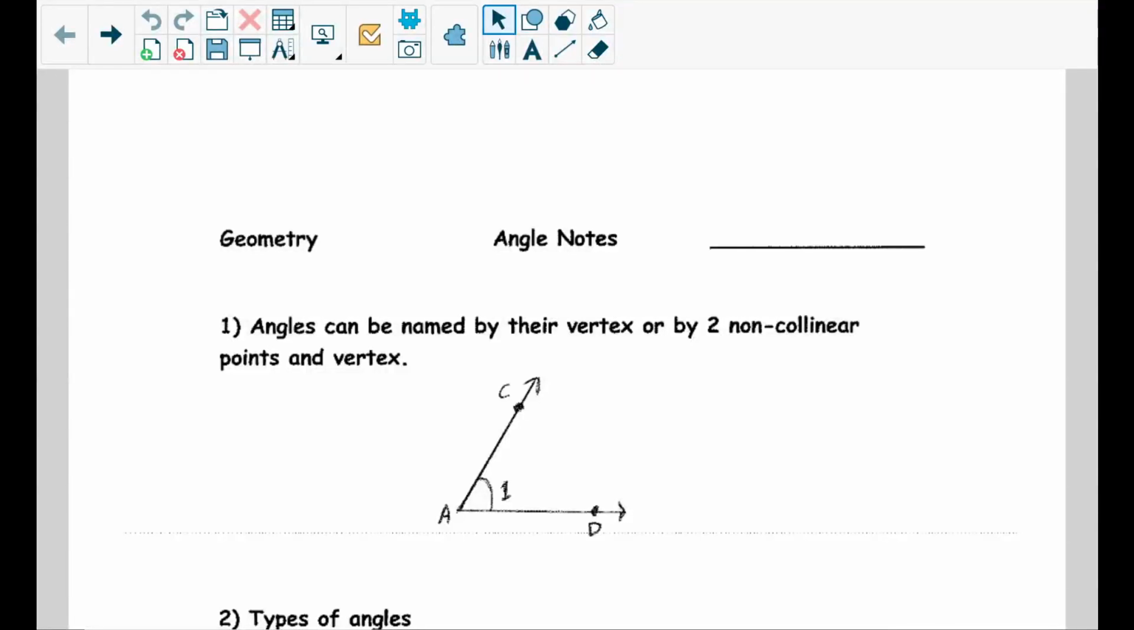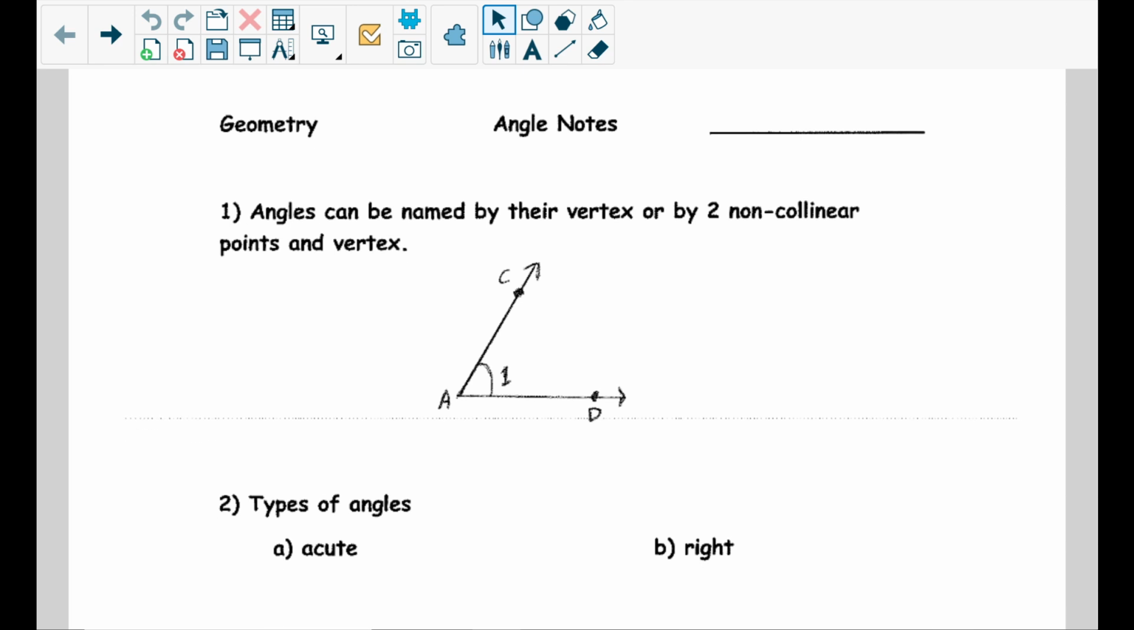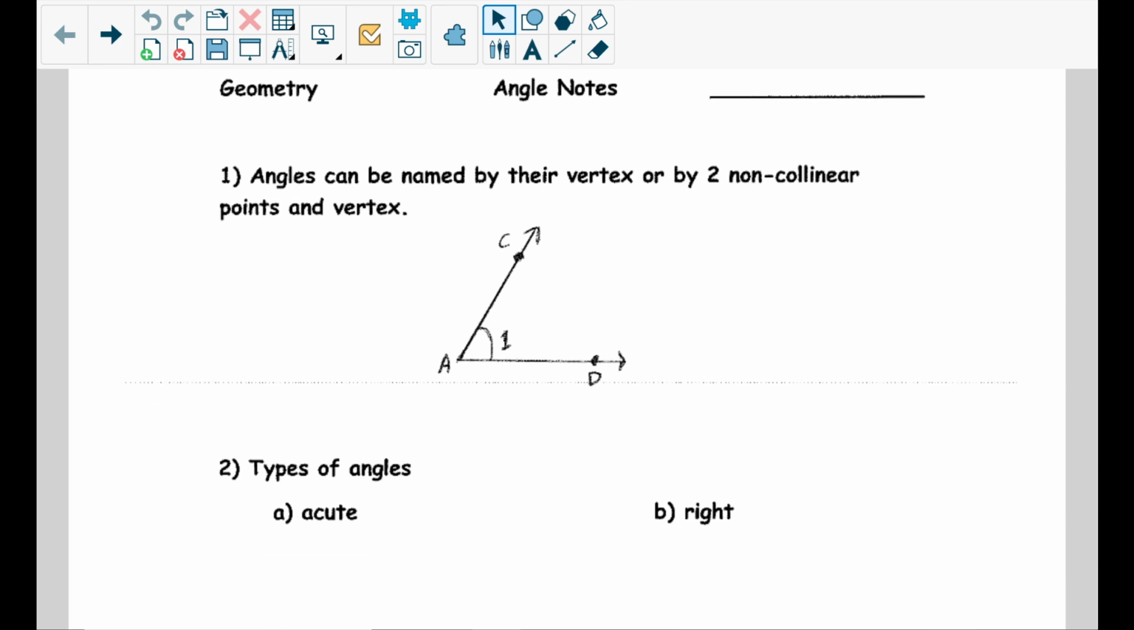Alright, angle notes. So, I believe you guys did IXL earlier this year, talked about different things in some of these terms, okay? Angles. So angles can be named by their vertex or by two non-collinear points and the vertex.